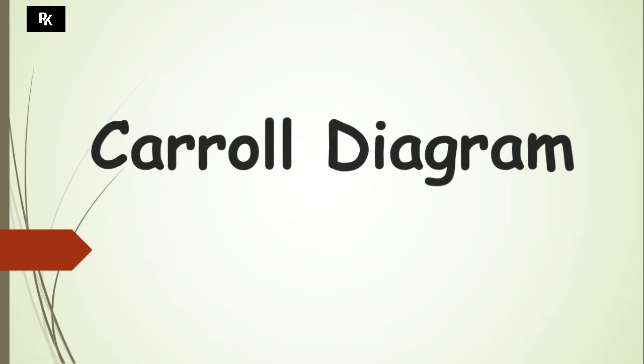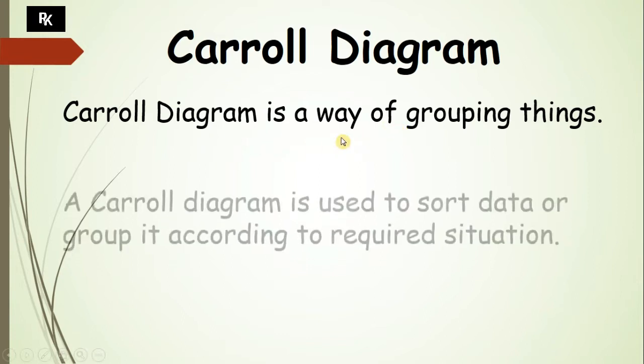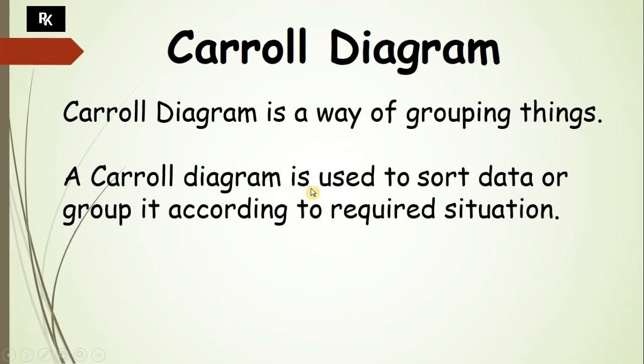Today our topic is Carroll diagram and I am your teacher Ms. Amna Ashraf. Let's move to our topic. So what is a Carroll diagram? A Carroll diagram is a way of grouping things, or we can say that a Carroll diagram is used to sort data or group it according to required situation. Let's move to an example. It will help you to solve a Carroll diagram.